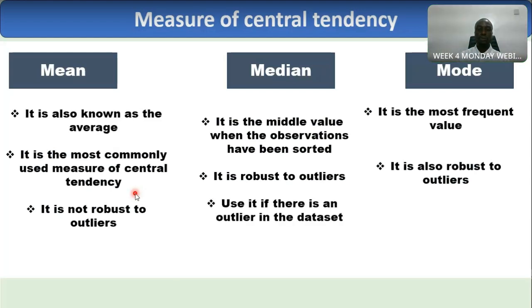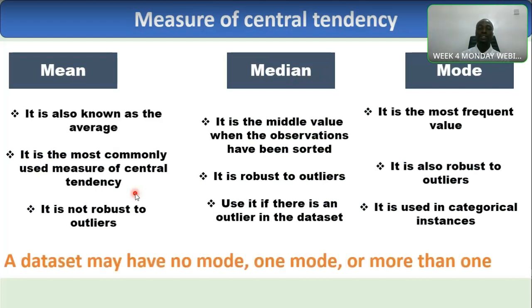So we use median if there is an outlier in the data set, and mode is often used in categorical instances. And it is important for us to know that a data set can have one mode, it can have no mode, and it can have more than one mode. So if you see a data set where you cannot really get a mode, don't be surprised. And if you have a data set with more than one mode, don't be surprised too, it is not something new.